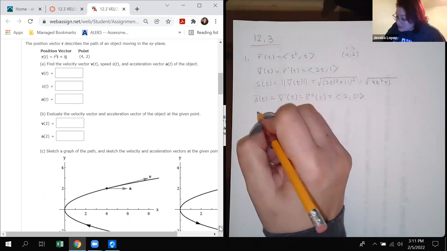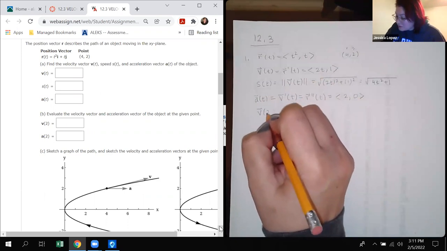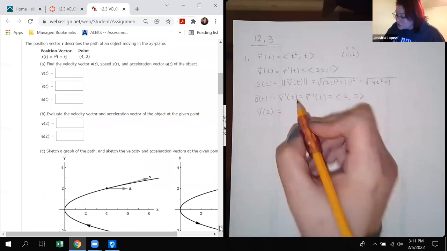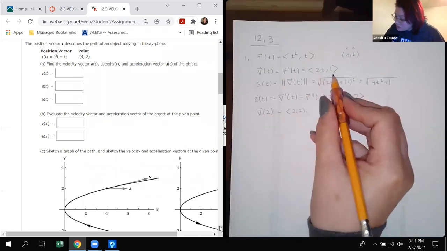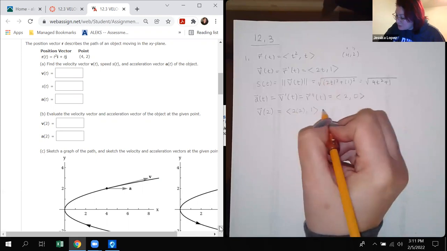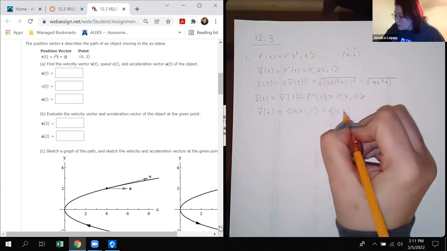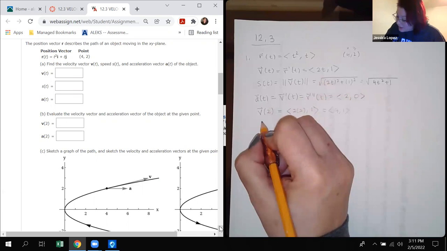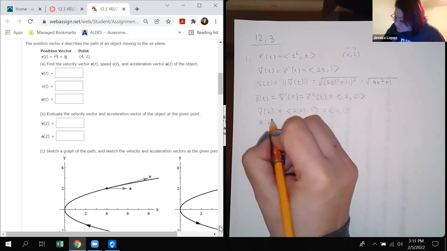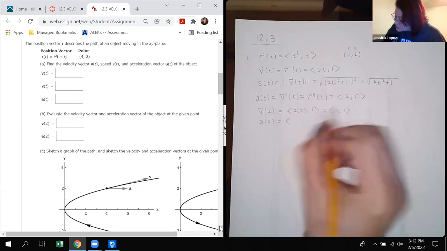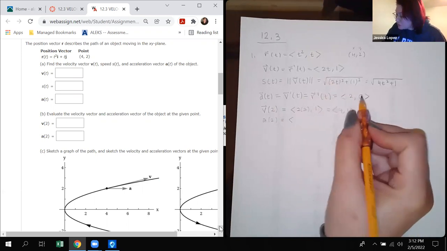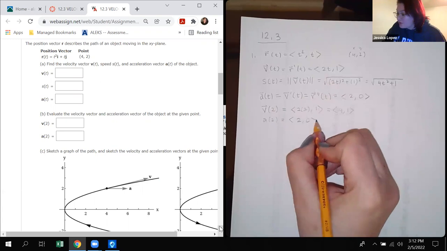Now for part B, it says to evaluate the velocity vector at 2. So I'm going to plug in 2. There's no t here, so it just stays a 1. So I get 4, 1. And then to find a of 2, there are no t's to plug the 2 into, so it's literally just the same value.